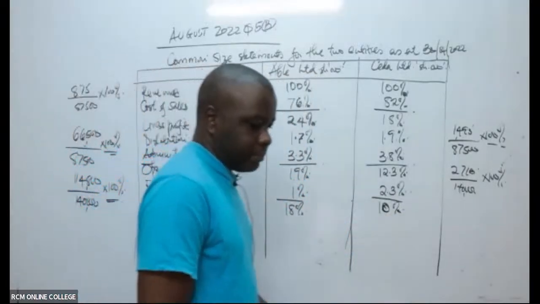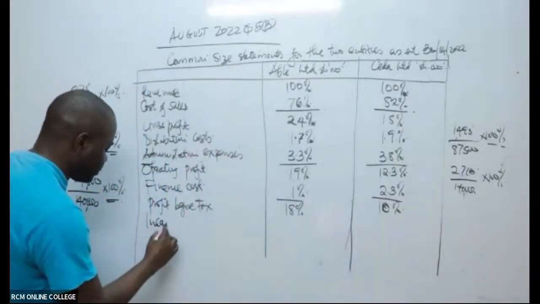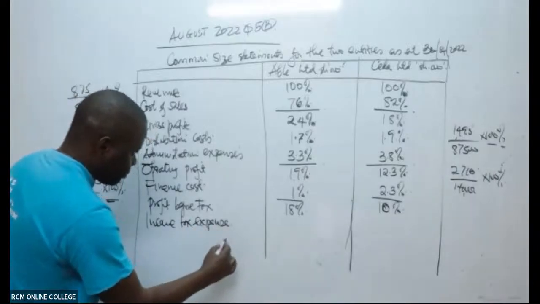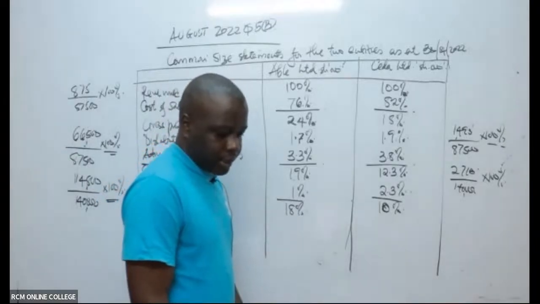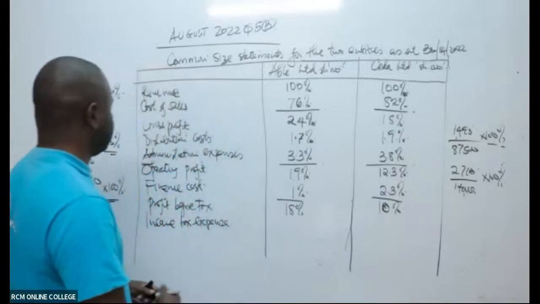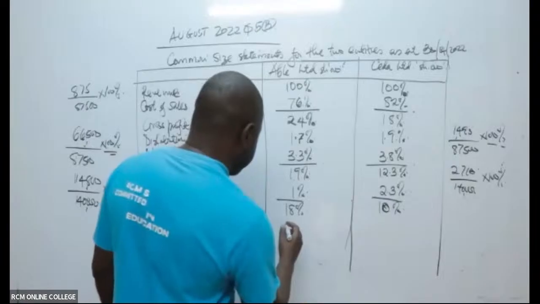Then the final item is income tax expense. So the income tax expense, you are getting what? You take 3150 over 87,500. Just the same procedure. Income tax expense, you're getting 3.6%.